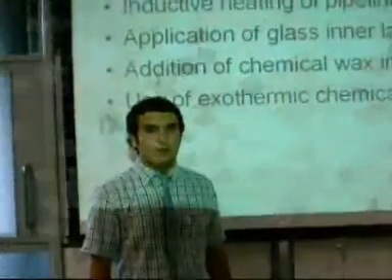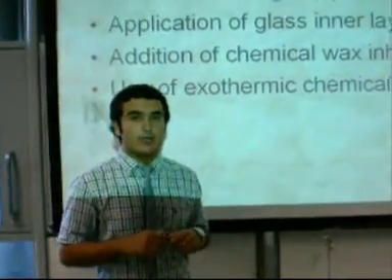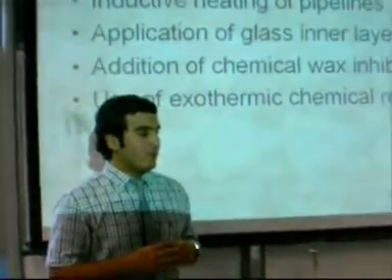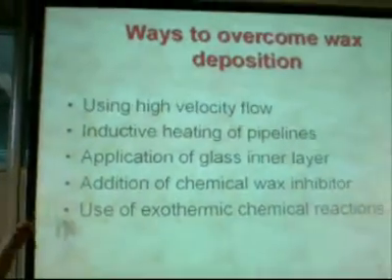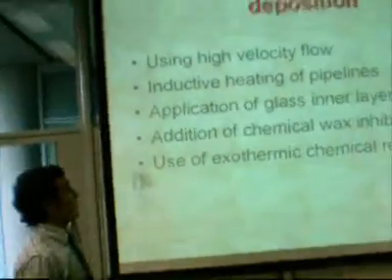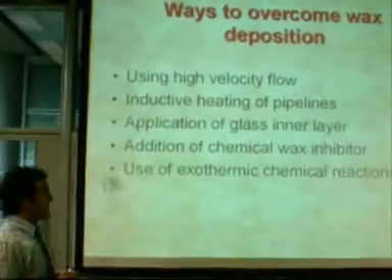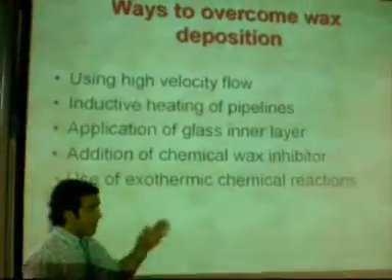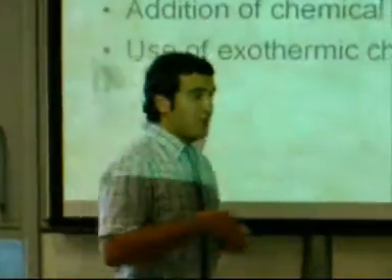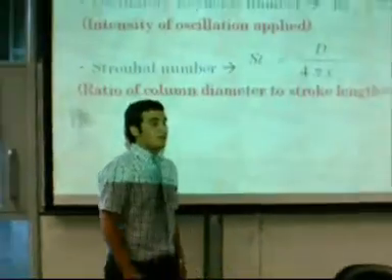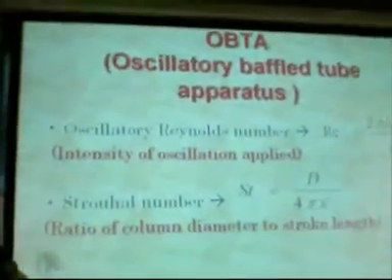As I mentioned before, the deposition of paraffin wax is a major problem in the petroleum oil industry, so people found many ways to overcome it. These include using high velocity flow, inductive heating of pipelines, application of a glass inner layer, addition of chemical wax inhibitors, and use of exothermic chemical reactions. Other than these, Dr. Lukman and his team offer a completely different way of mixing and reducing wax deposition: the OBTA, the oscillatory baffled tube apparatus.